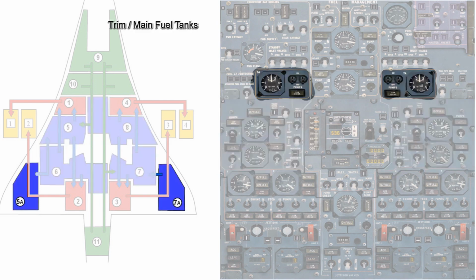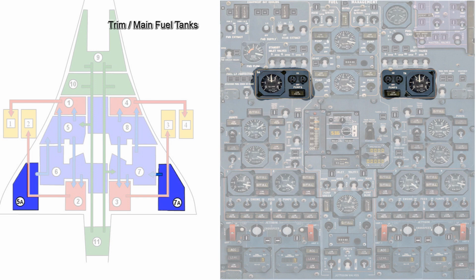The next slide shows two important tanks. They're called the wing tip tanks. They were used for trim and also as main fuel tanks. These were kind of unique tanks in that they had to be full for the takeoff, but they had to be empty for the landing, and that had to do with the shape of the delta wing and optimizing the aerodynamics.